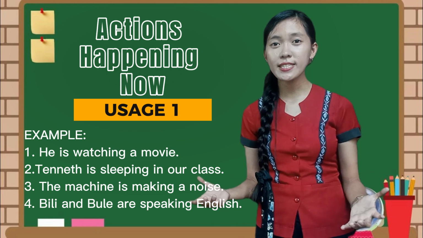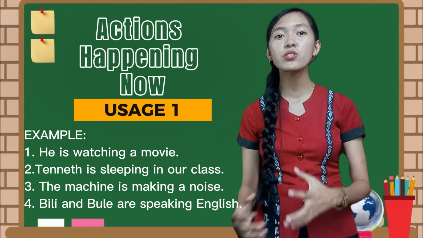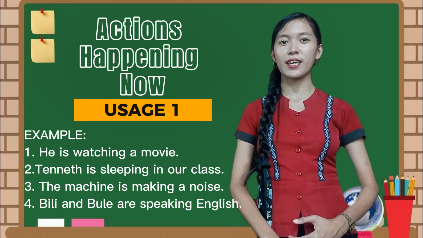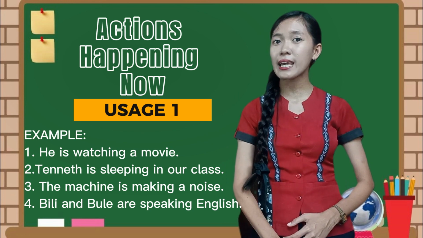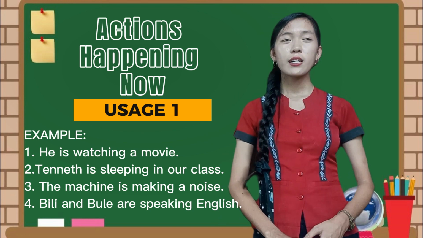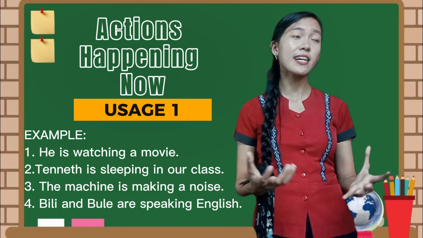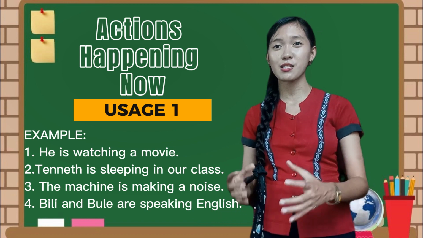The answer is it. Very good. That is why we use the be verb is. Okay? So, the machine is making a noise. We can actually also say it is making a noise. Or the construction, it's making a noise. And that is referring to the machine. It is making a noise.